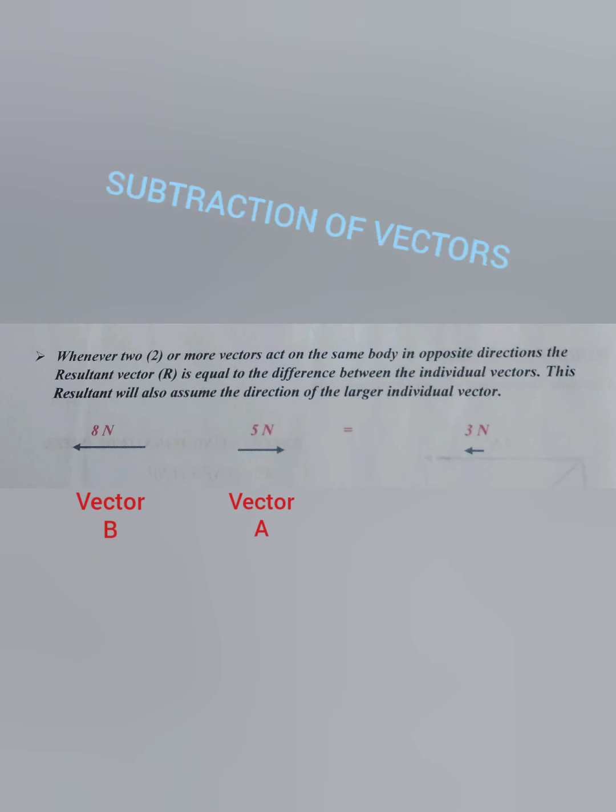In the same breath, we can also say that whenever two or more vectors act on the same body in the opposite direction, the resultant vector is equal to the difference between the two individual vectors. This resultant will also assume the direction of the larger individual vector. In this case, you can see that the 8 newtons is moving to the left, while the 5 newtons is moving to the right. That will give us a resultant vector of 3 newtons. And that 3 newtons will assume the direction of the larger individual vector. In this case, the 3 newtons is moving in the direction where the 8 newtons was moving.